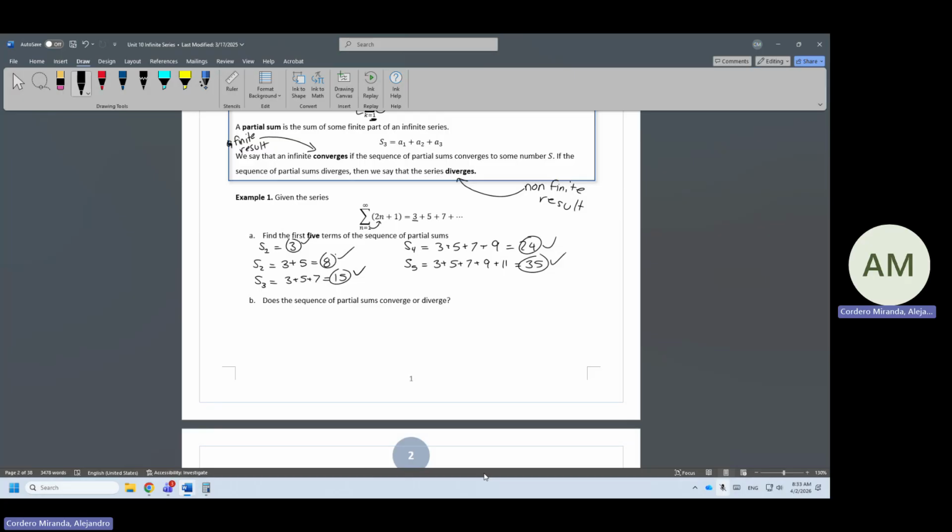Then it says, does the sequence of partial sums converge or diverge? As in, these numbers that I've circled, where are they headed? Up and up and up, by more and more each time. So these are never going to tail off to a certain finite number. These are just going to get bigger and bigger and huger, and by more and more each time. So let me ask you, does it converge or diverge then? It diverges.